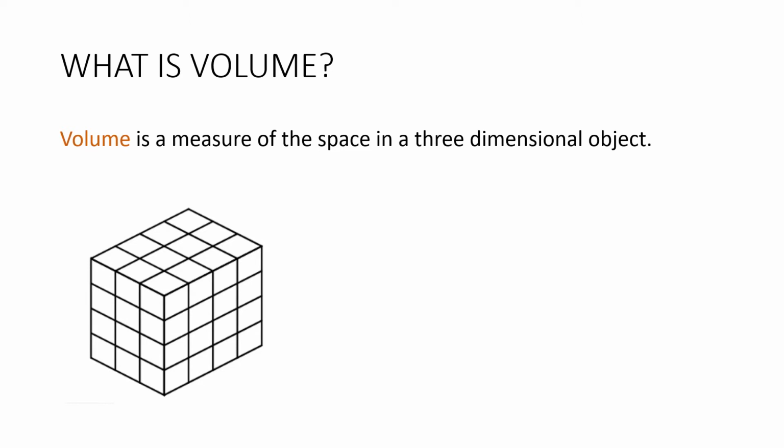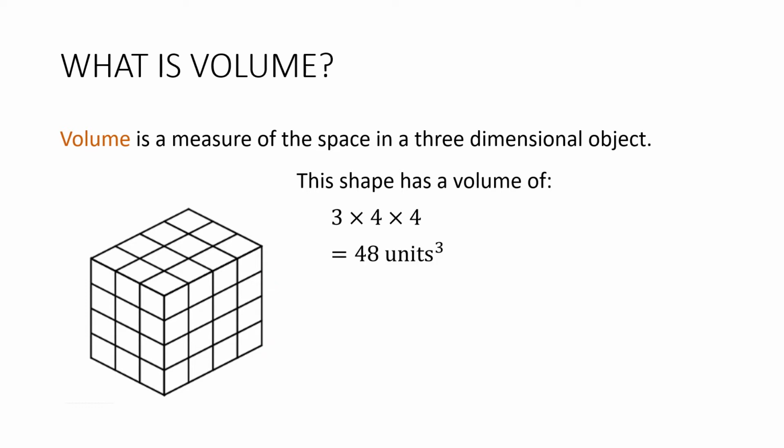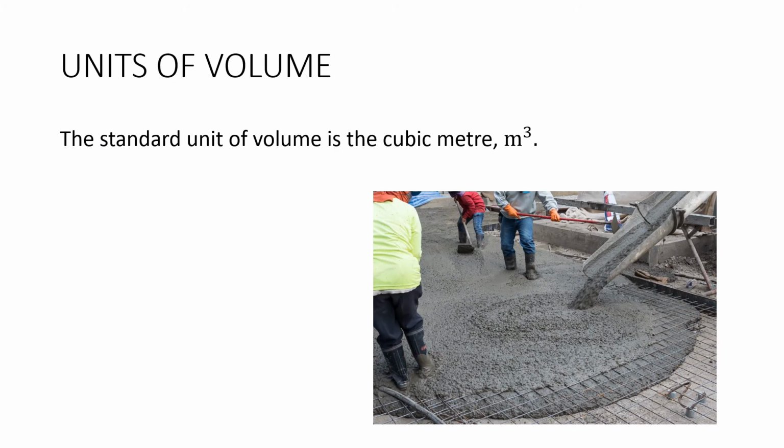Volume is a measure of the space in a three-dimensional object. So looking at this object here, it has a volume of 3 units by 4 units by 4 units, which is 48 units cubed. Now the standard unit of volume is the cubic metre. And we give it the symbol m cubed, but we also use millimeters cubed, centimeters cubed, and even kilometers cubed.